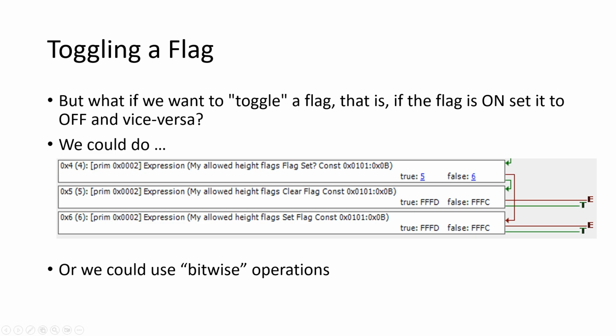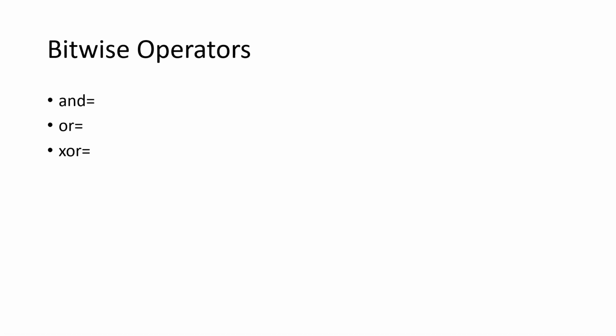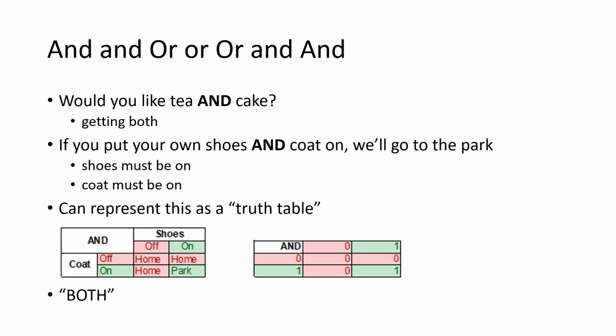And having looked at computers and maths, we're now going to look at language semantics. So our bitwise operators are called AND equals, OR equals, and XOR equals. What on earth does that lot mean? We're going to deal with our toddler. Would you like tea and cake? Quite clearly you're expecting to get both. If you put your own shoes and coat on, we'll go to the park. You've got to have both your shoes and your coat on before we go out.